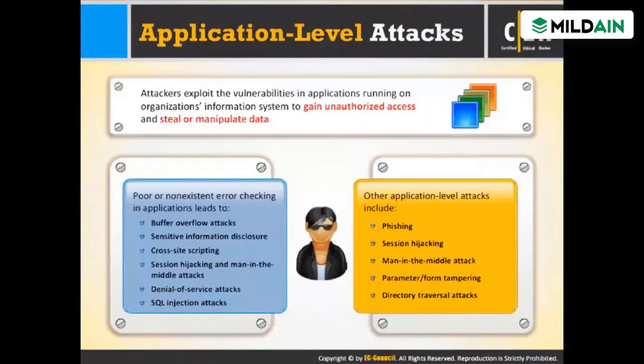The application level attack is due to two main reasons. One is there is no error checking. So if there is a mechanism that allows people to penetrate, then they can penetrate using buffer overflow attacks, information disclosure, cross-site scripting, session hijacking, denial of service attacks, and SQL injection attacks.